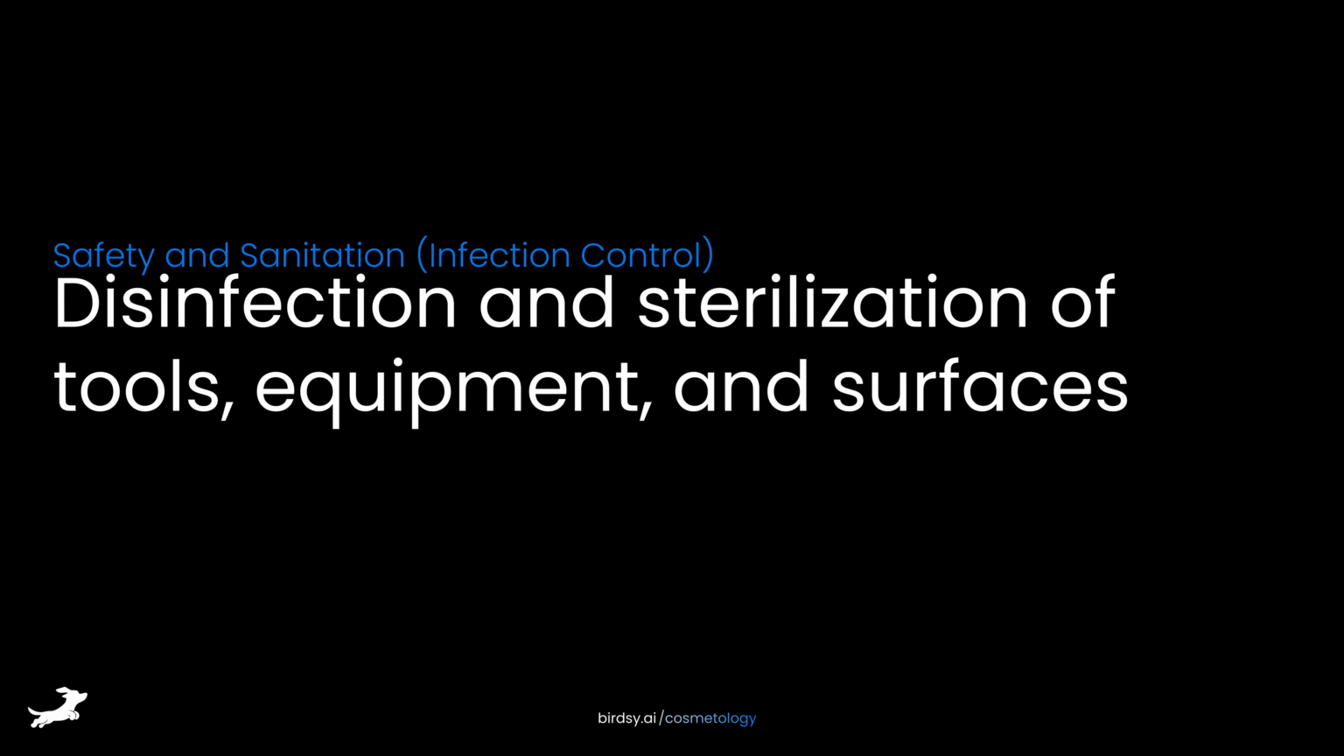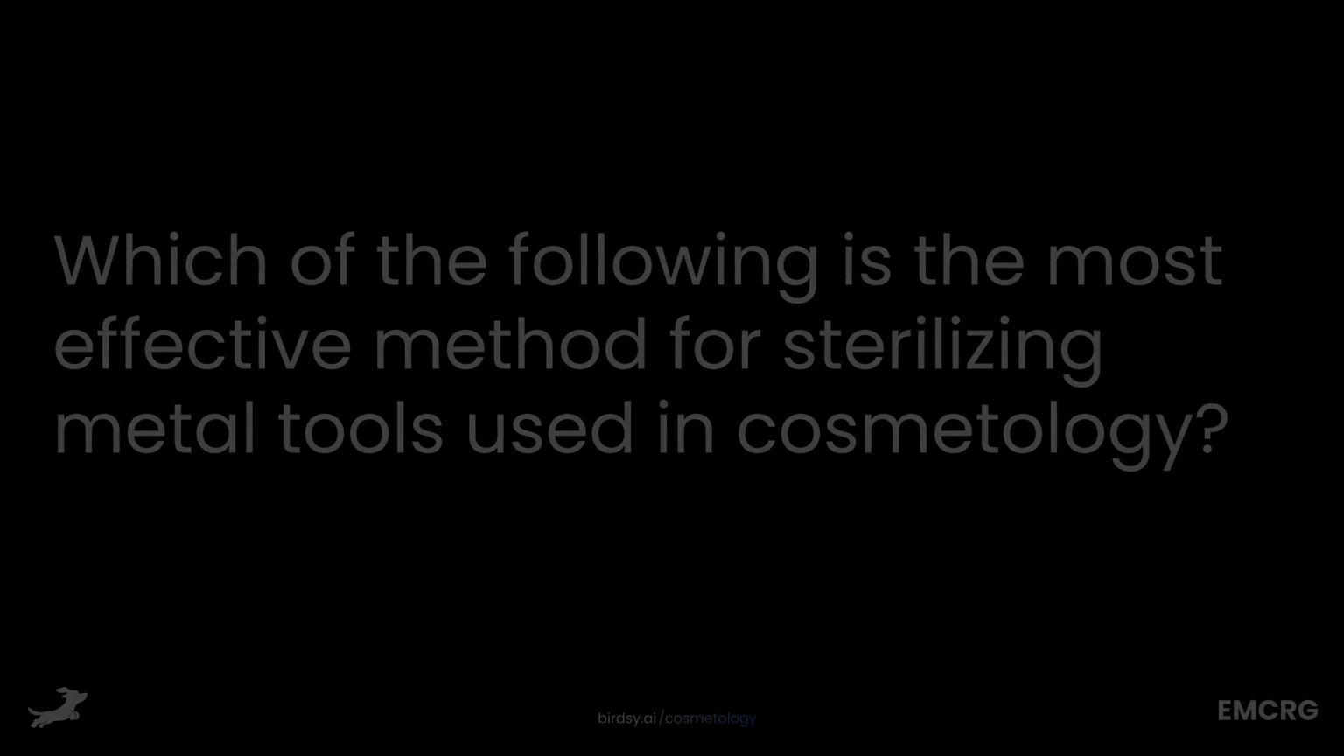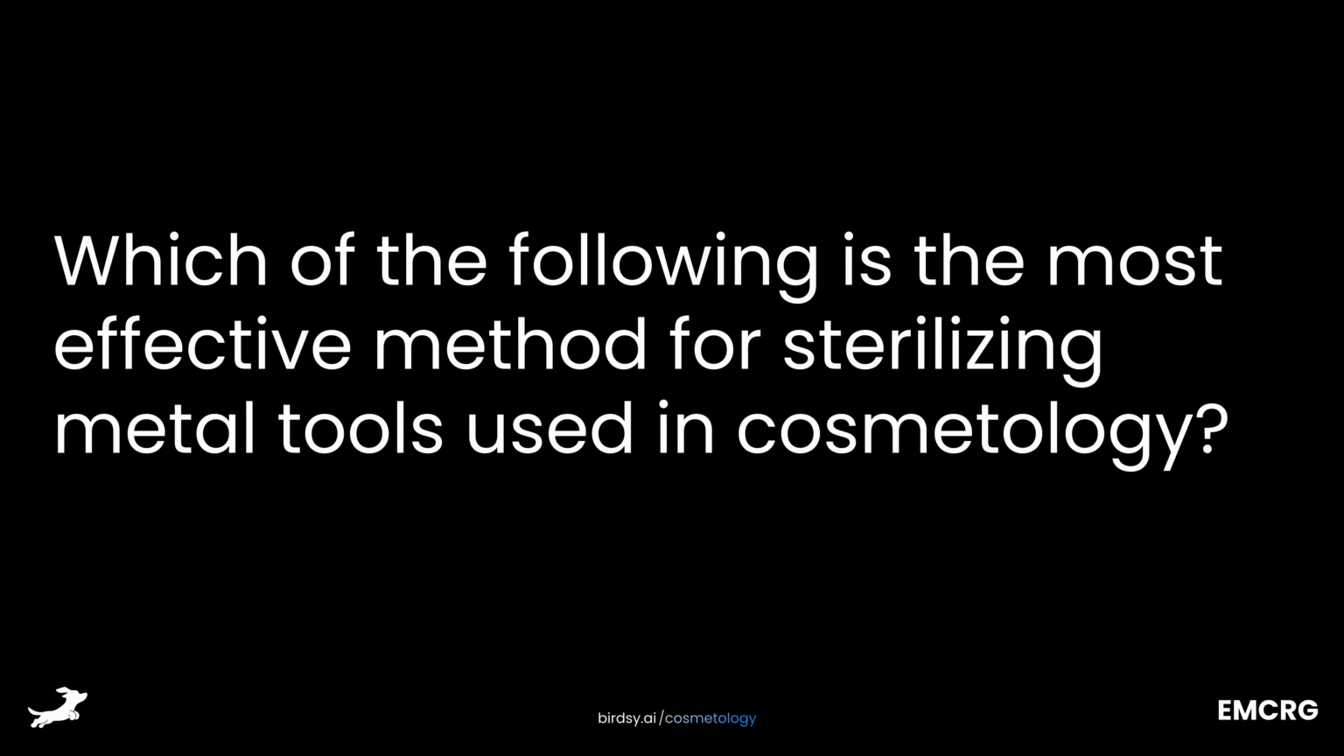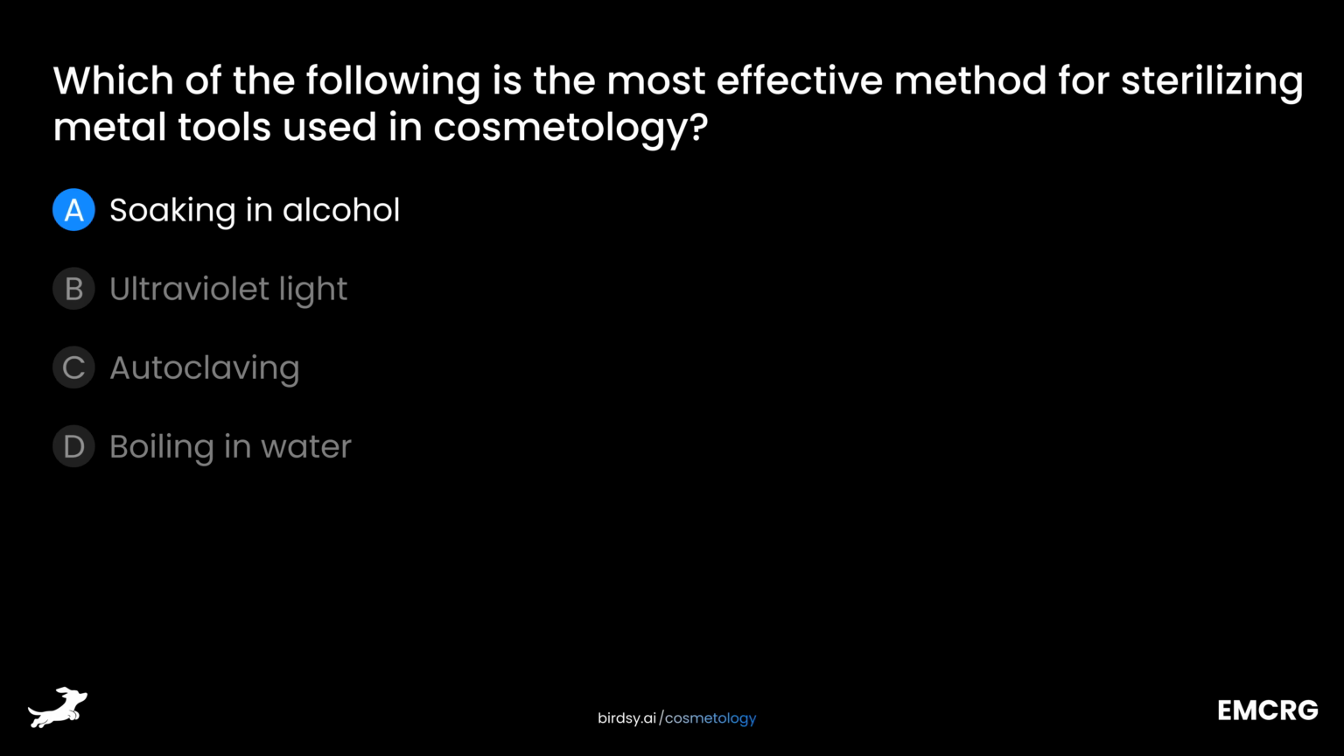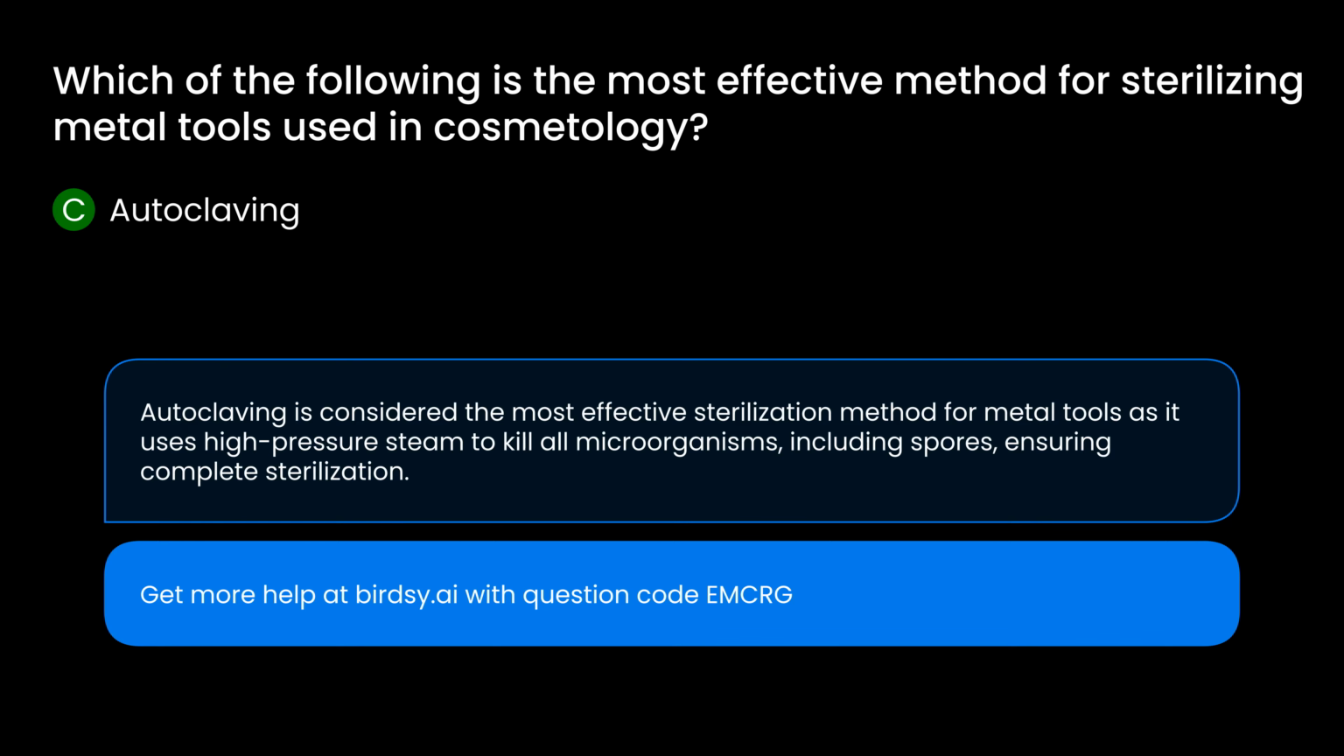Disinfection and sterilization of tools, equipment, and surfaces. Which of the following is the most effective method for sterilizing metal tools used in cosmetology? Is it A, soaking in alcohol, B, ultraviolet light, C, autoclaving, or D, boiling in water? The answer is C, autoclaving. Autoclaving is considered the most effective sterilization method for metal tools as it uses high-pressure steam to kill all microorganisms, including spores, ensuring complete sterilization.